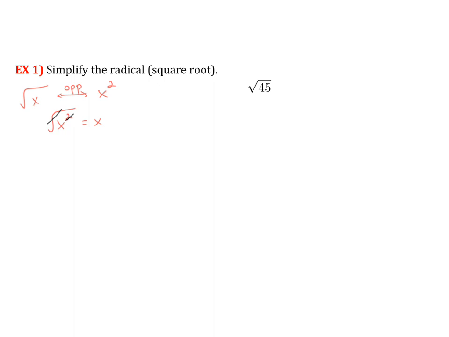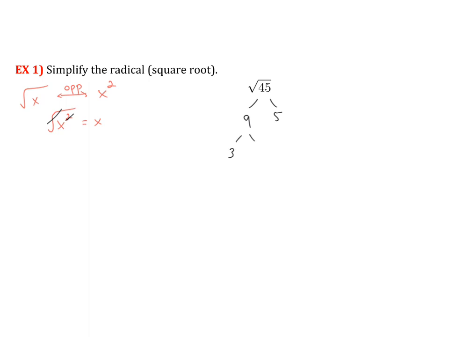So in order to simplify this square root, what I'm looking for are pairs. I'm looking for factors that are doubled. So to go ahead and get started, the first thing I want to do, of course, is to factor 45. Now, it doesn't really matter which factor you use. We're going to end up in the same place. So 45, I'm going to go ahead and choose to factor it with 9 and 5. Those are just the two factors that come to my head first.